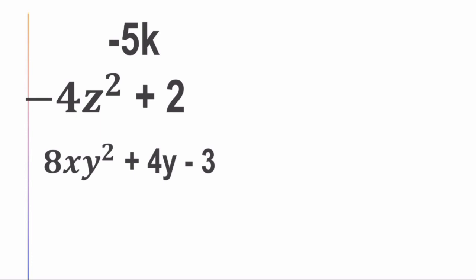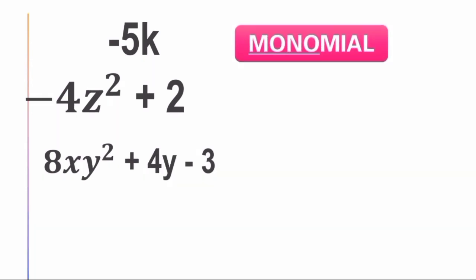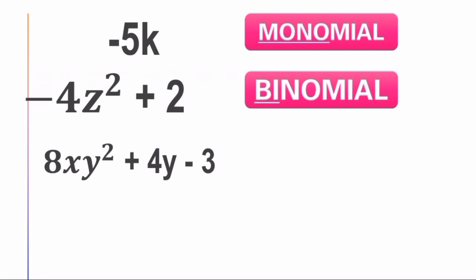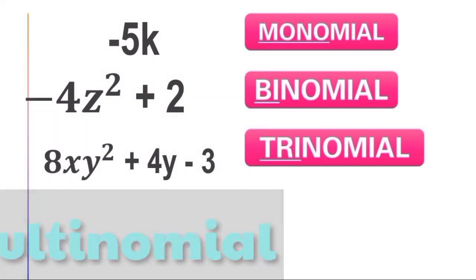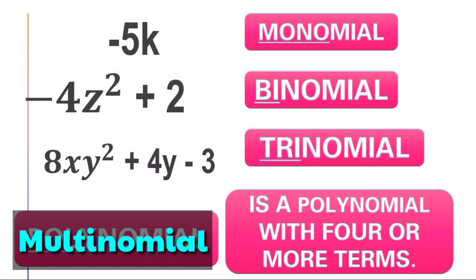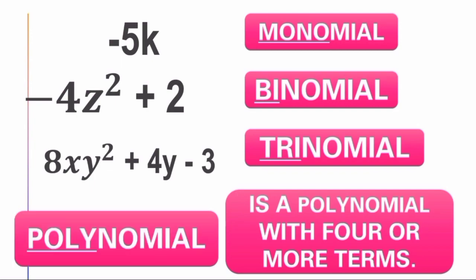An algebraic expression may be classified according to the number of terms. In this case, negative 5k consists of one term, negative 4z squared plus 2 has 2 terms, 8xy squared plus 4y minus 3 has 3 terms. So we have monomial, binomial, a trinomial, a multinomial, and that is called polynomial.